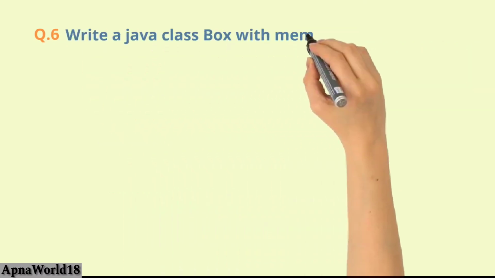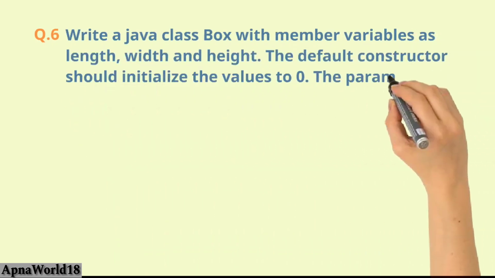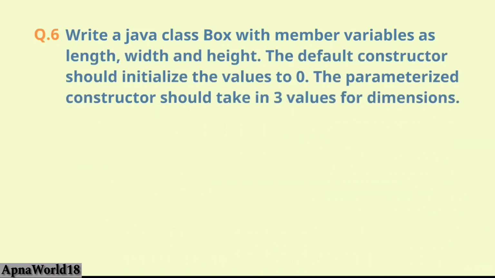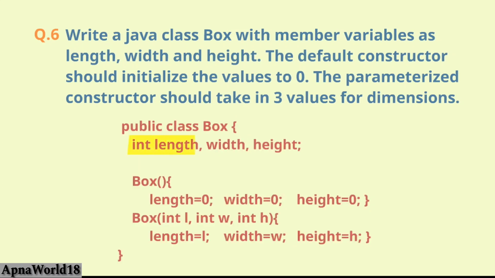Another type of question could be to write a Java class box with member variables such as length, width, and height. The default constructor should initialize values to 0. The parameterized constructor should take in 3 values for the dimensions. Here, we will write the box class and first define the member variables. Then, we will write the default constructor, which initializes the values to 0. Then, we will write the parameterized constructor, which takes in 3 values for dimensions. Do practice some more questions on constructors before we move on to the next topic.